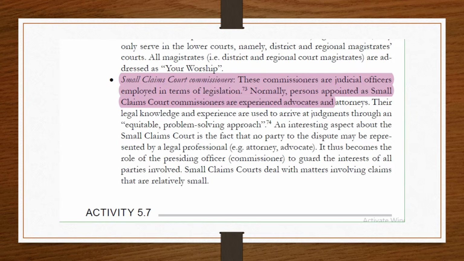Okay, small claims court commissioners. These commissioners are judicial officers employed in terms of legislation. Normally, persons appointed as small claims court commissioners are experienced advocates and attorneys. You can just read everything there, but we got our answer already. I guess you're happy.